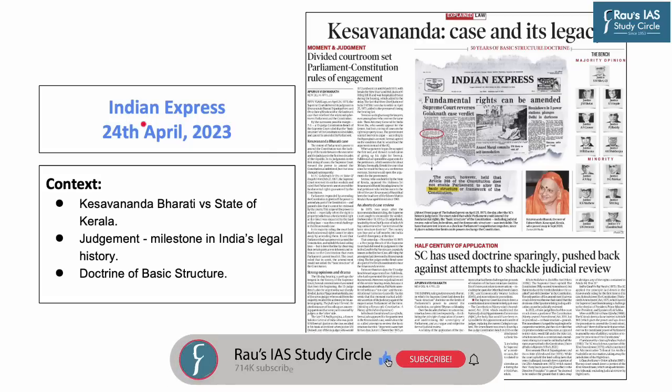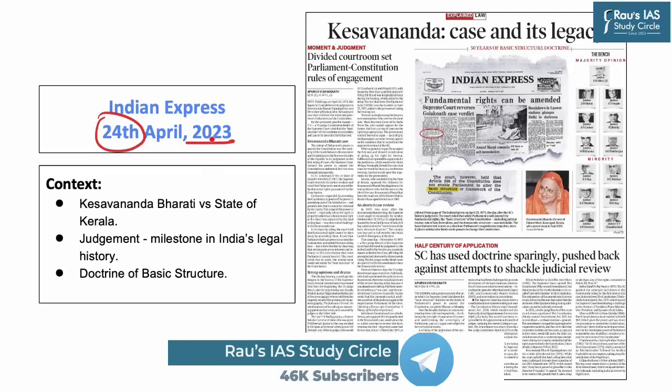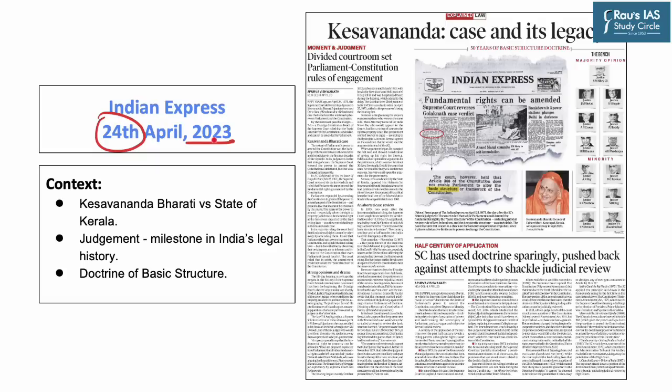Starting off with the first article of the day, which appeared in the explained section of the Indian Express on 24th of April. Now, this date, 24th of April 2023, holds a special significance in India's legal jurisprudence because this date marks 50 years since the Supreme Court of India delivered its verdict in Kesavananda Bharati vs. State of Kerala case. This judgment is widely recognized as a milestone in India's history because in this, the Supreme Court held that the Parliament's power to amend the Constitution was not unlimited, and that any changes which damage the document's basic structure would be declared void by it.